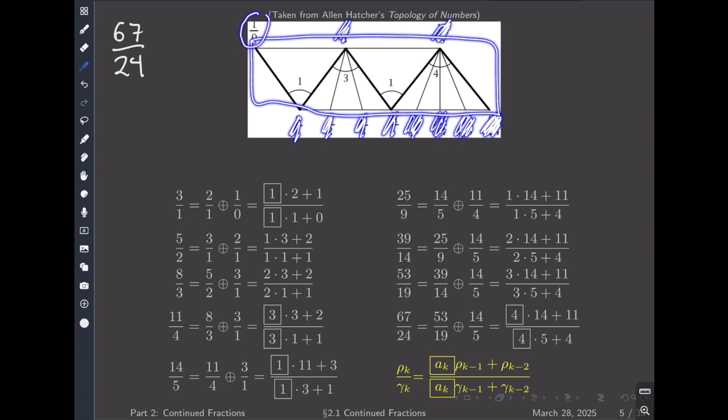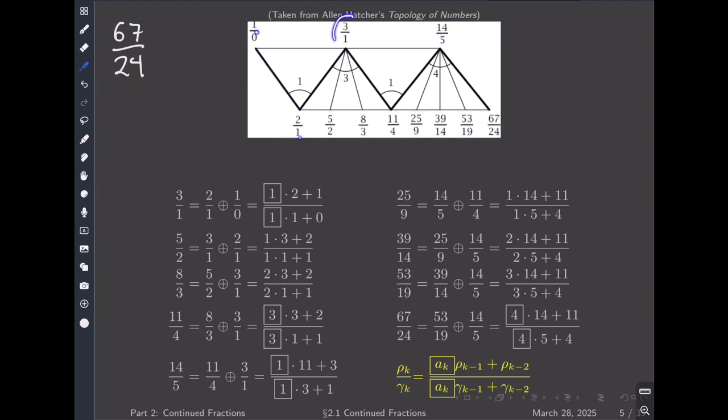I know that I start from infinity. This one is infinity, and then the next one has to carry the label integral part of the rational number. So this one is what? It is 2, because 67/24 is about 2.8. So it has to be 2. Then every time I already have two labels, the opposite side has to carry the naive addition. So these two give me naive addition, and then these two give me naive addition, etc.